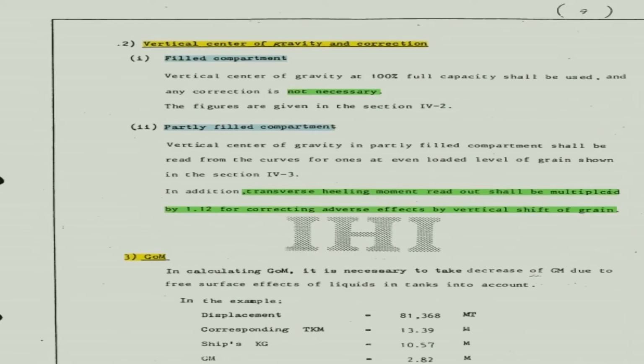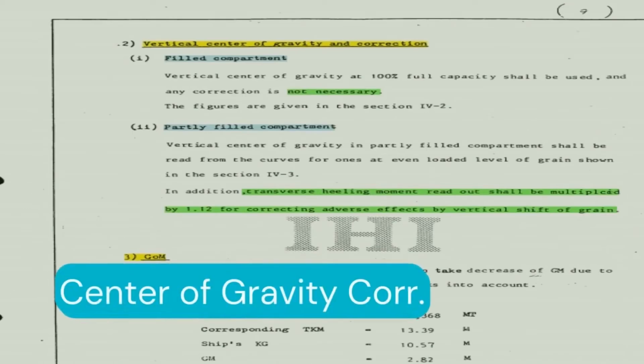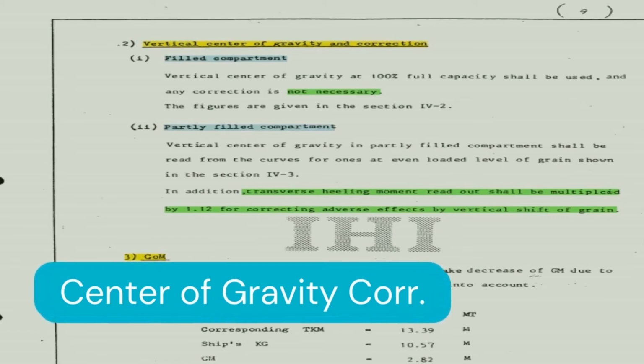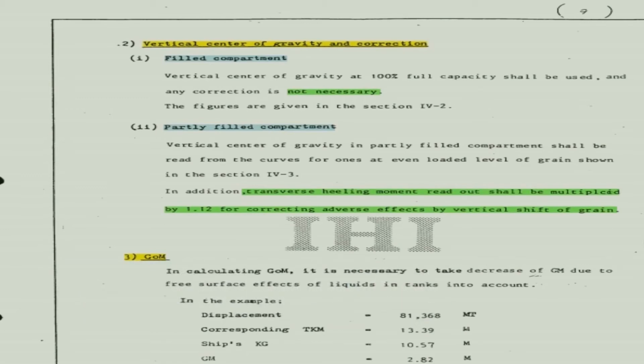Here, section number 2, vertical center of gravity correction. This correction is very important and we should read exactly what our grain stability booklet says regarding it. We have here two conditions. First condition, for filled compartments. We don't need to apply any correction for filled compartments. They mentioned here it is not necessary.